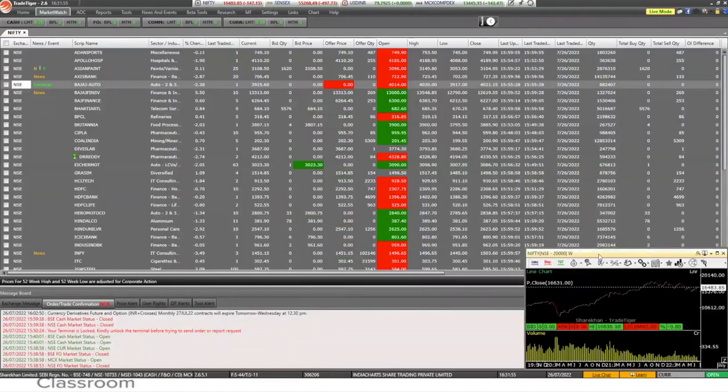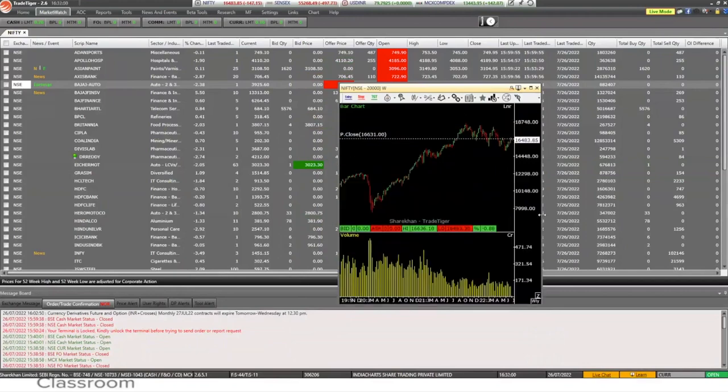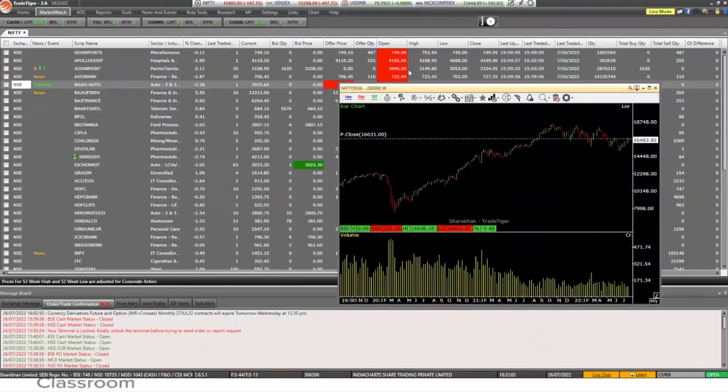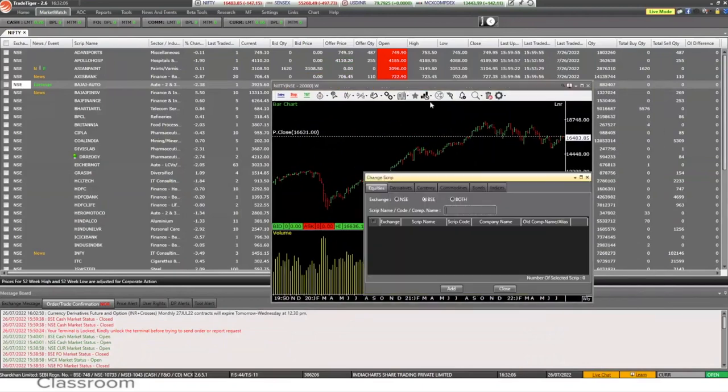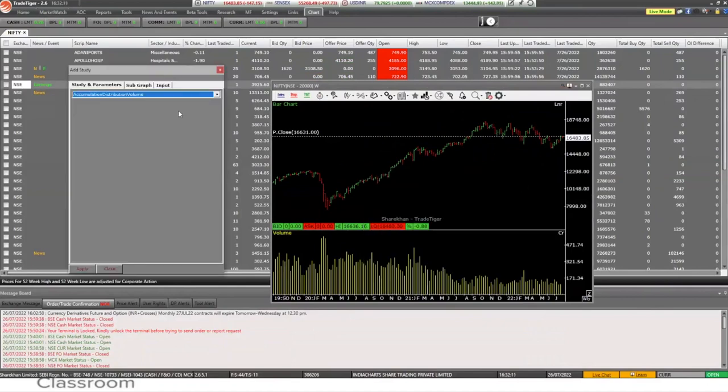So the first thing I did is double click on Nifty, so we end up with one chart of Nifty. Now if I want to plot the indicator, all I have to do is press the S key, sorry, not the insert key, the S key. Then choose the Rohit momentum.